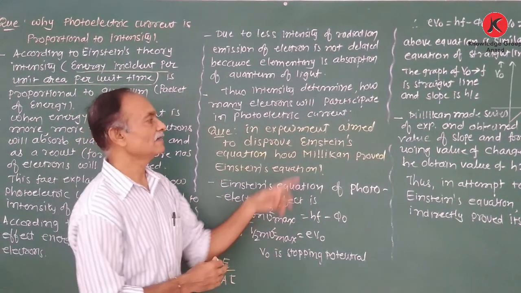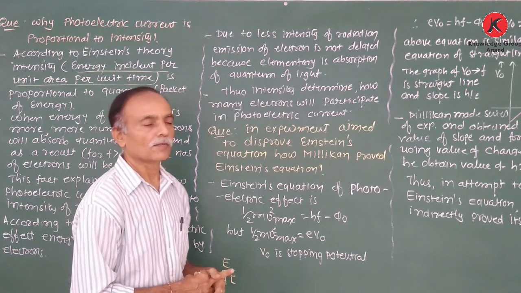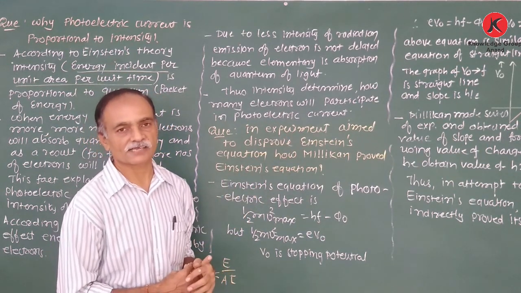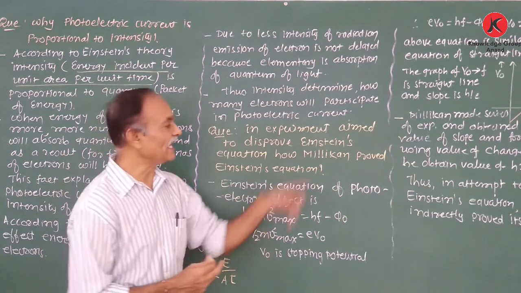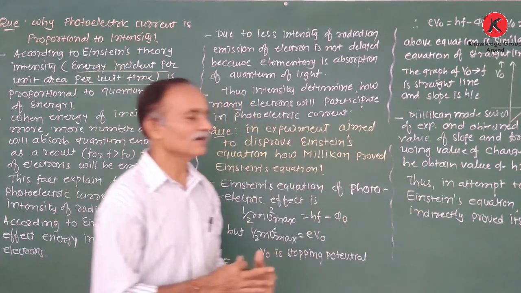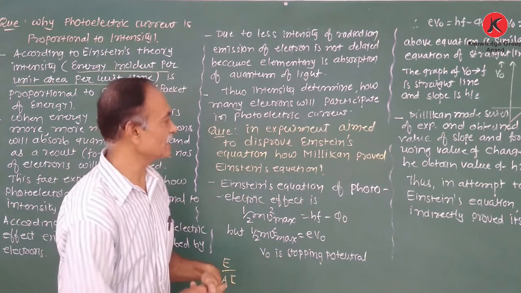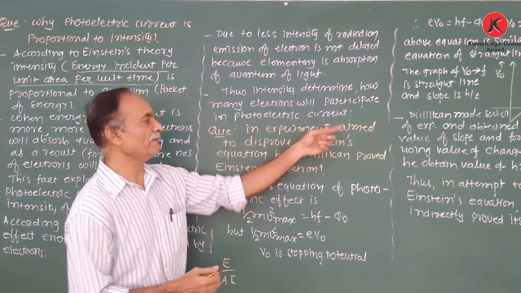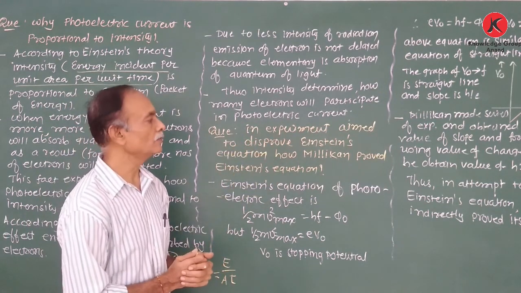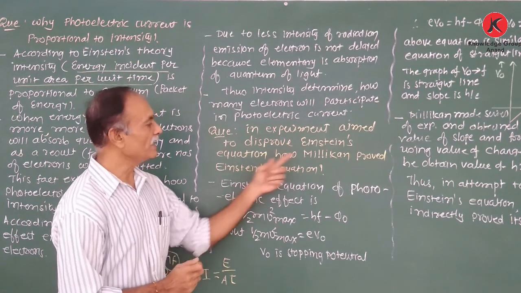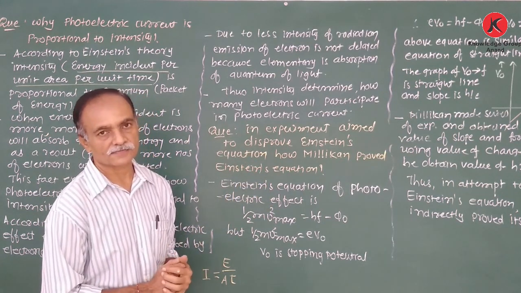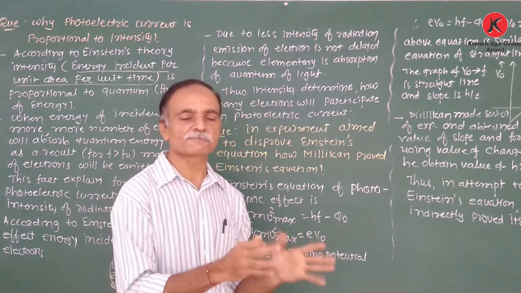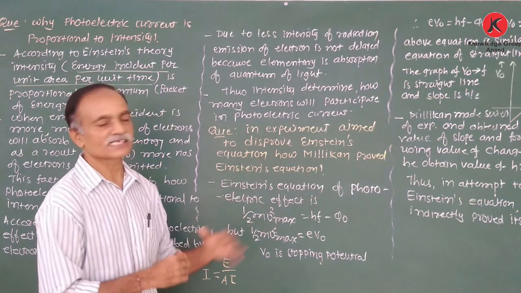Millikan is the name of the scientist. He wanted to disprove Einstein's equation, but indirectly he gave the validity of Einstein's equation. That means he proved Einstein's equation. Again, the question is: in an experiment aimed to disprove Einstein's equation, how did Millikan prove Einstein's equation? Actually, Millikan performed a number of experiments to disprove Einstein's equation.